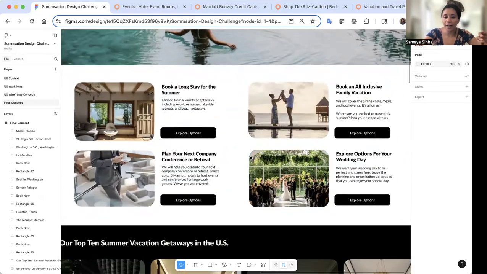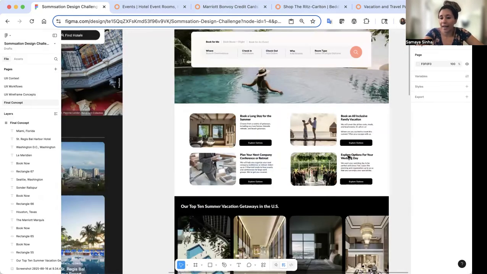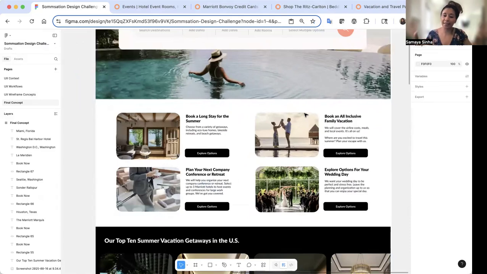And this category is the types of stays with Marriott. So you could book a long stay for the summer. You could book your next company conference or retreat. You could book an all-inclusive family vacation, or you could explore options for your wedding day. So I wanted to really highlight scenarios where Marriott would shine as a brand, and where Marriott would be probably the best option to consider.